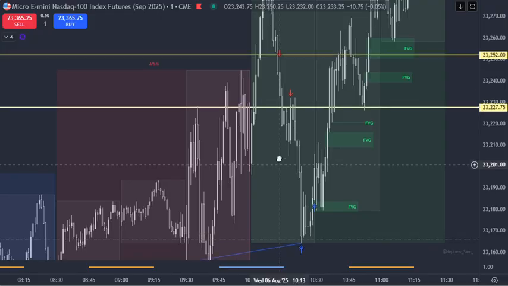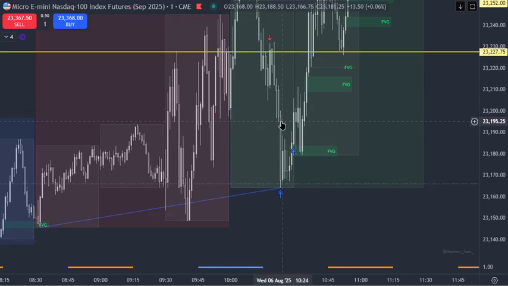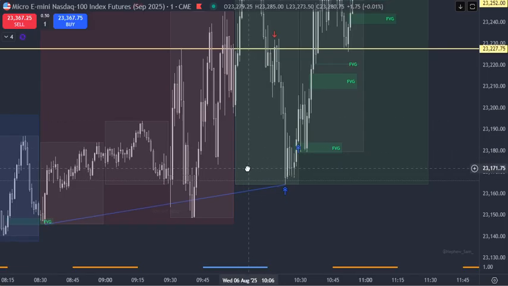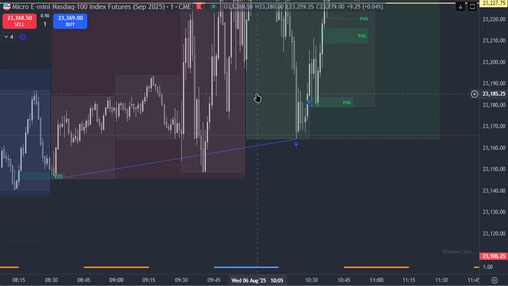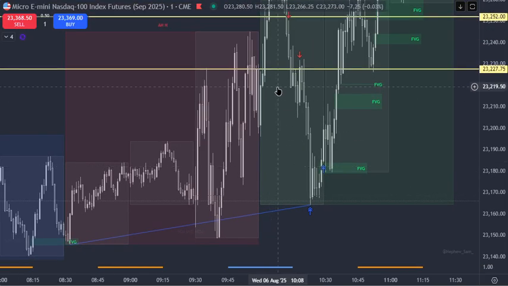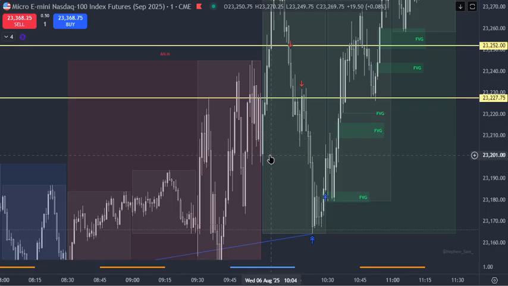Today I'm going to do a review on how you could have caught the long setup and what I was looking at whenever I shorted the market. Remember, this is not financial advice. Everything I say or do is just from my own experience.